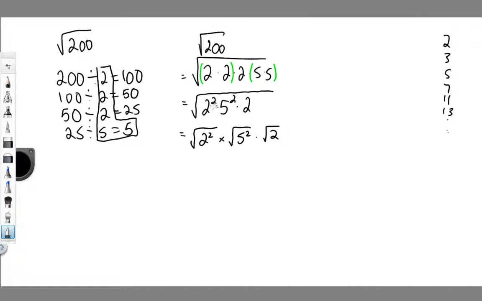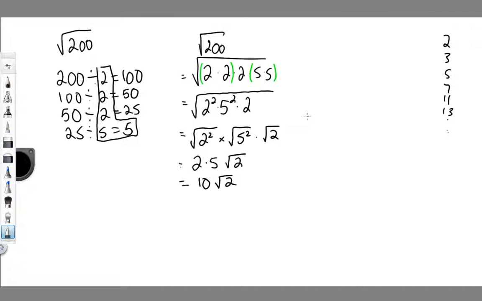Using that method where we can take anything multiplied underneath and rewrite it as individual square roots, the square root of 2 squared is 2, times the square root of 5 squared is 5, times root 2. So we end up with 10 root 2.